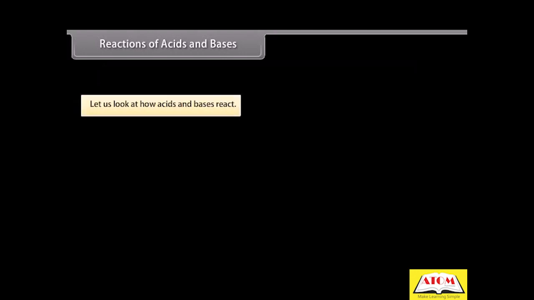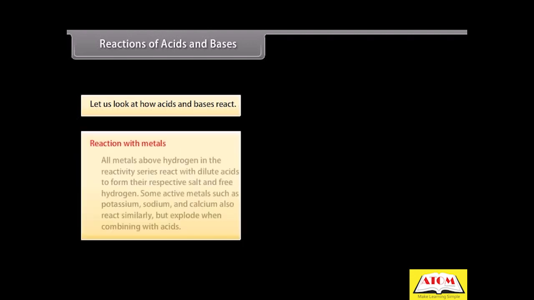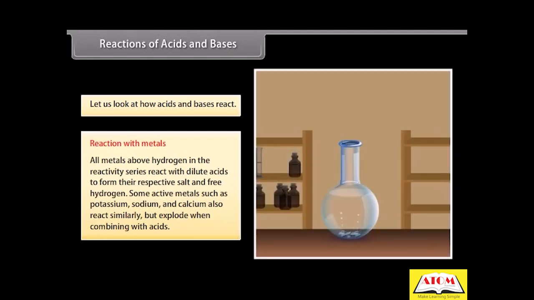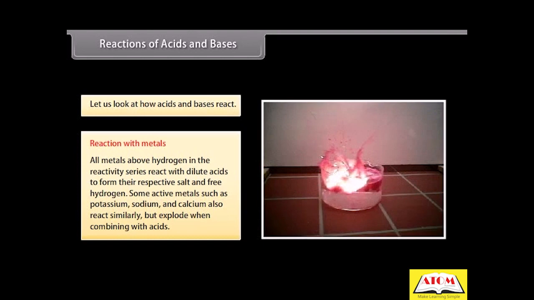Let us look at the different reactions of acids and bases with metals, metal carbonates, and metal hydrogen carbonates, and with each other. Reaction with metals. All metals above hydrogen in the reactivity series react with dilute acids to form their respective salt and free hydrogen. Active metals such as potassium, sodium, and calcium also react similarly but explode when combining with acids.